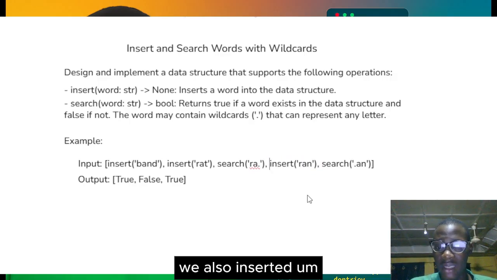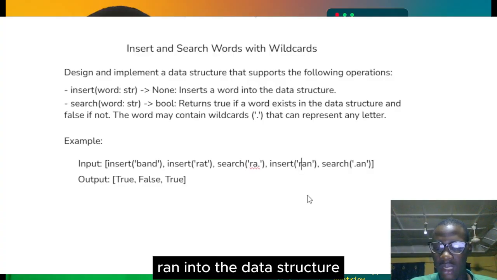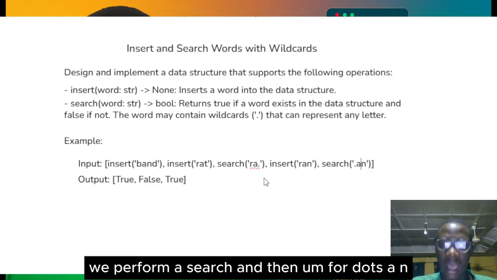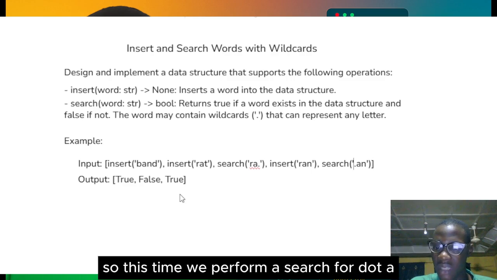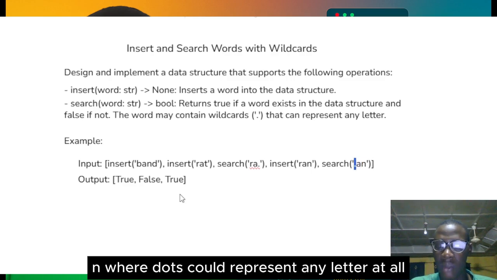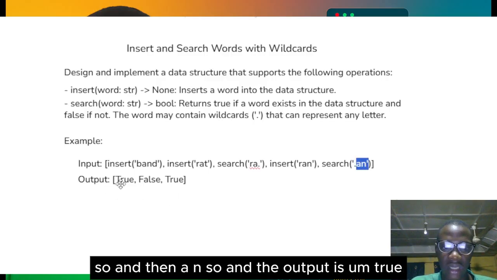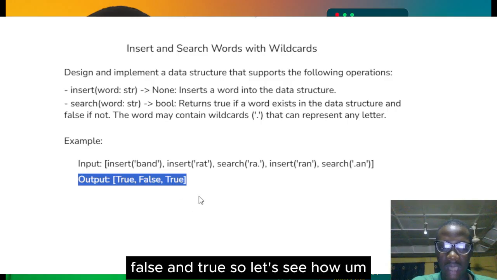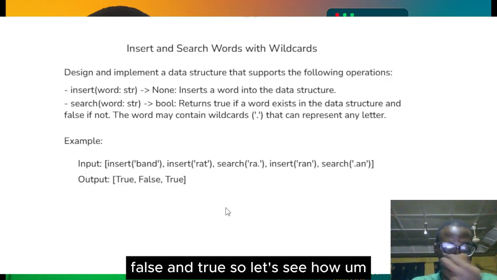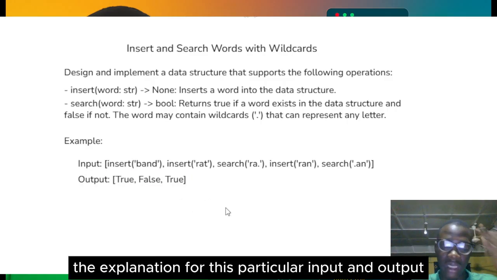We also inserted ran into the data structure. Then we perform a search for .an, where the dot could represent any letter at all. And the output is true, false, and true. So let's see how the explanation for this particular input and output goes.